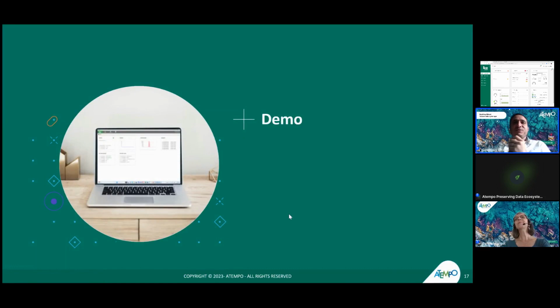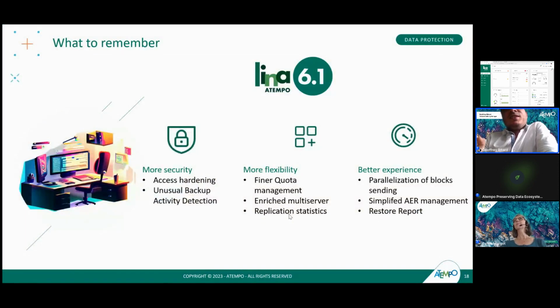Thank you very much, Sylvie. Very interesting demonstration. So yes, to summarize, what to remember on this new Lina 6.1 version: more security, more flexibility for a better experience. So more security: access hardening, password policy combined with the 2FA, and the unusual backup activity detection, which is really, really interesting, as you have seen with Sylvie. And this can really help to detect abnormal activity or cyber threat.